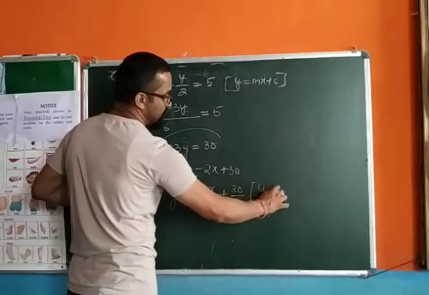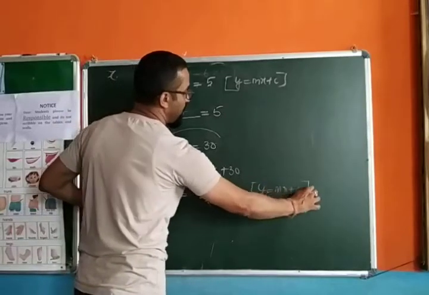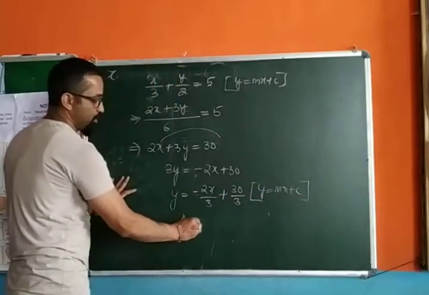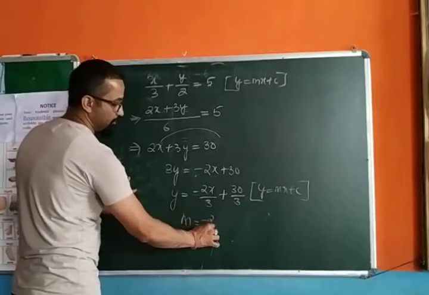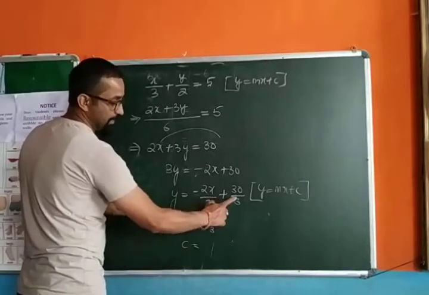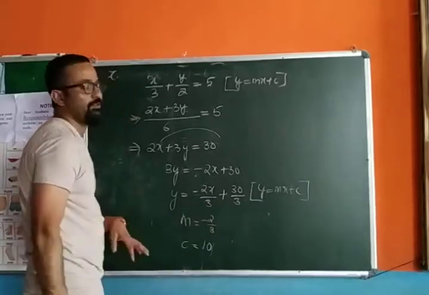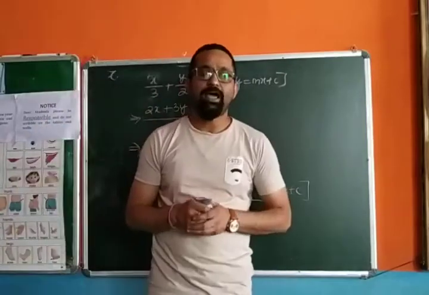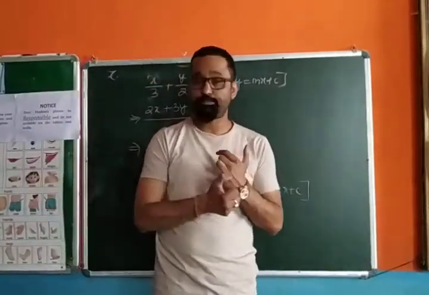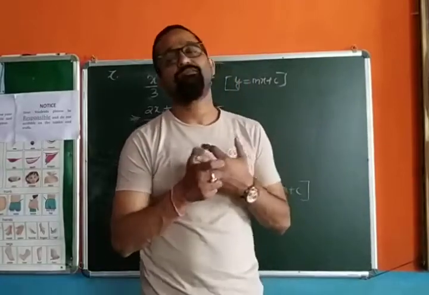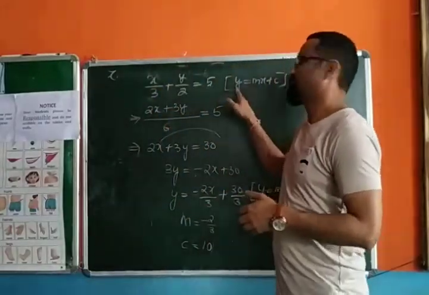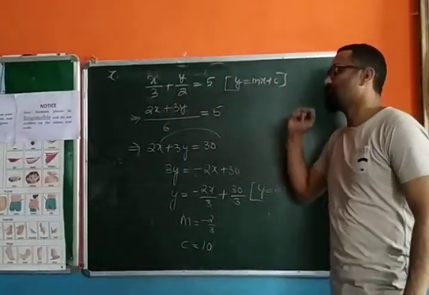Standard form at the side. Compare it. m is equal to minus 2 by 3. Y-intercept, you can cancel this 10. So these are simple applications of slope, inclination and the standard equation of a straight line, y equals mx plus c.